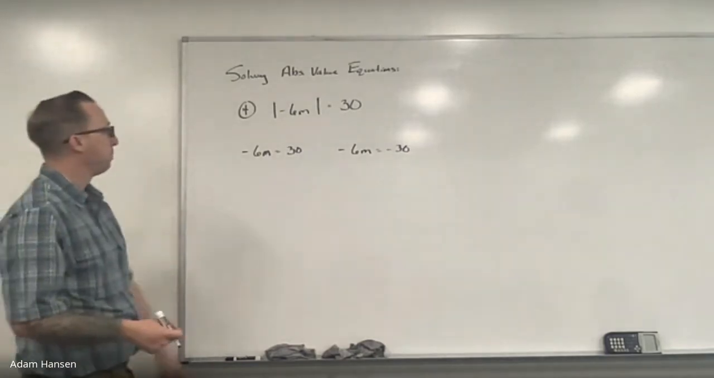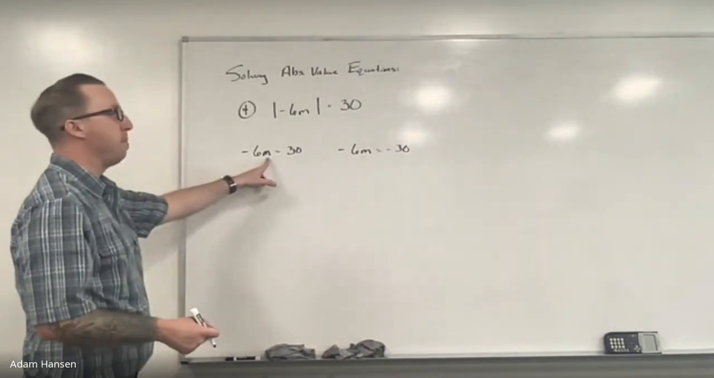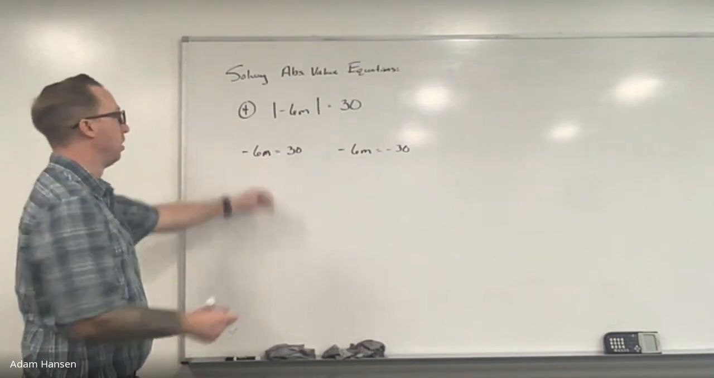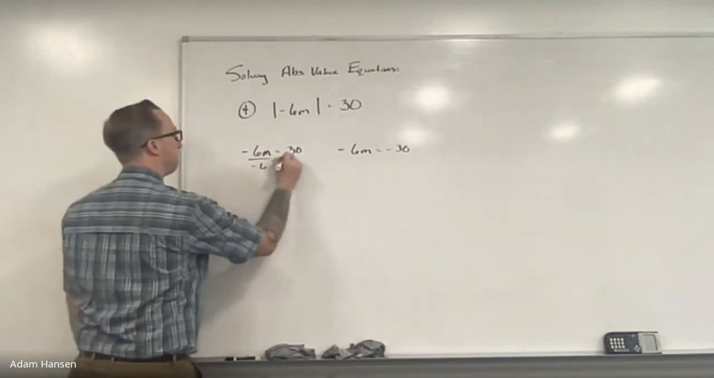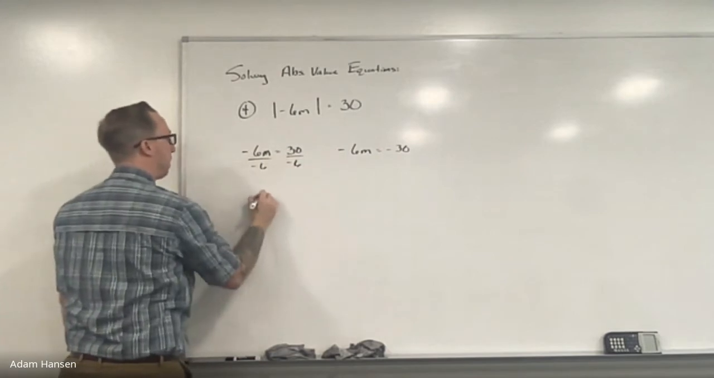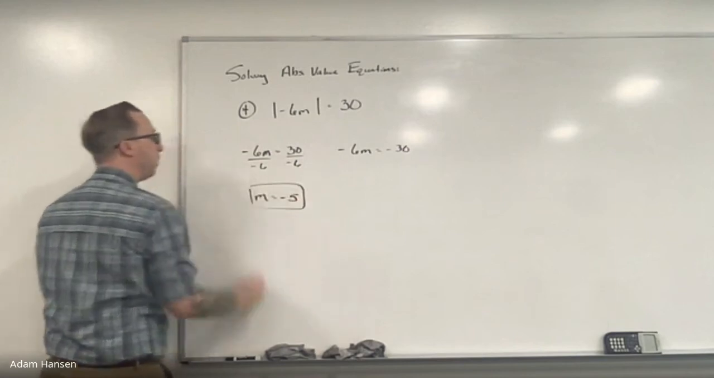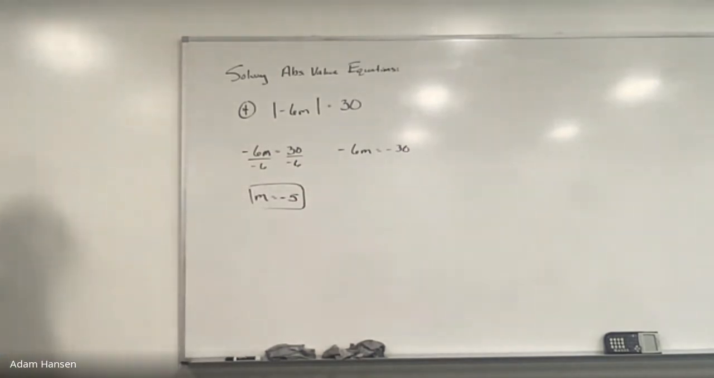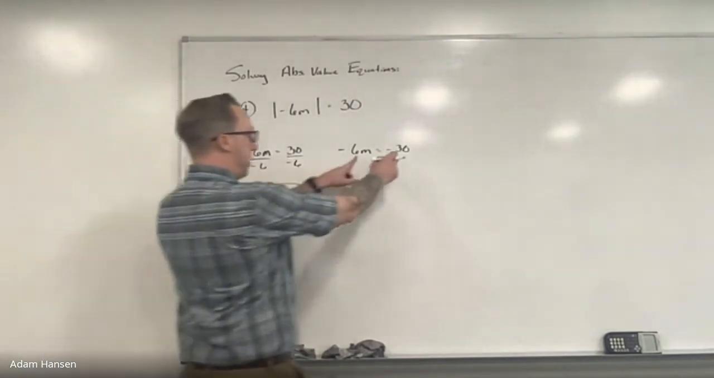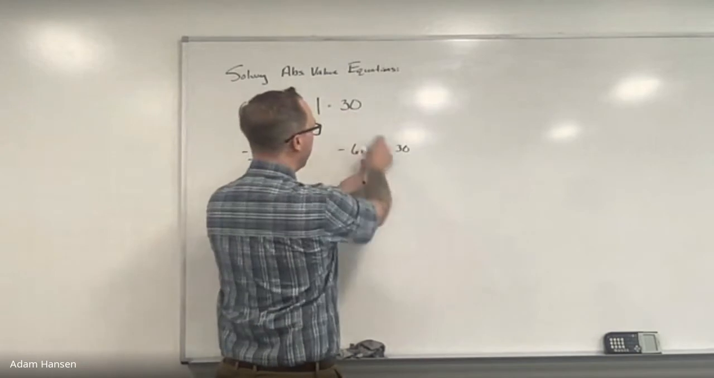So let's solve these. Negative 6 times m. How do I get m by itself? Divide by negative 6. 30 divided by negative 6 is negative 5. This one's pretty easy. Sometimes you can almost do it in your head. When these equations get more complicated, I'd like you to split it apart. It's just solving one equation and then immediately solving something very similar, but switching the number to negative 30.